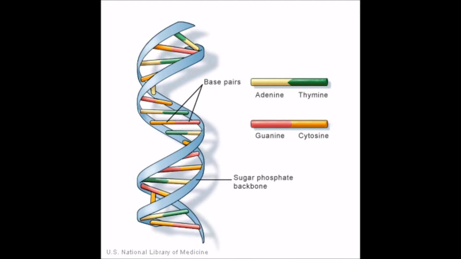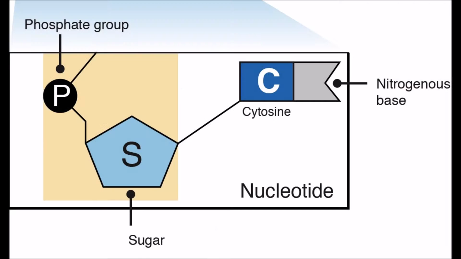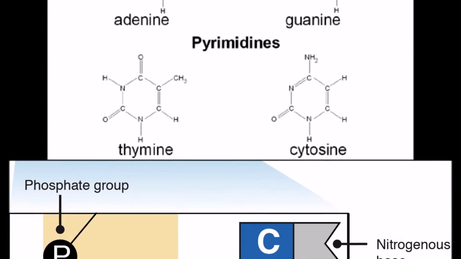DNA, meaning deoxyribose nucleic acid, is built from monomers called nucleotides. The structure of DNA consists of two strands of nucleotides wound about each other. This forms a double helix. Nucleotides are composed of a ring-shaped sugar called deoxyribose, a phosphate group, and a nitrogenous base.